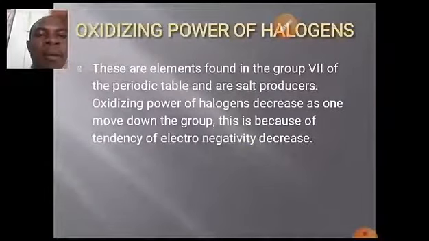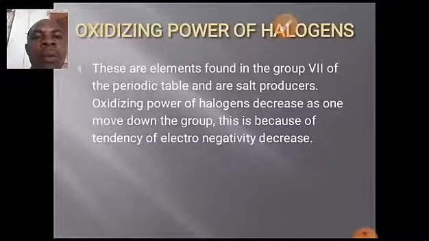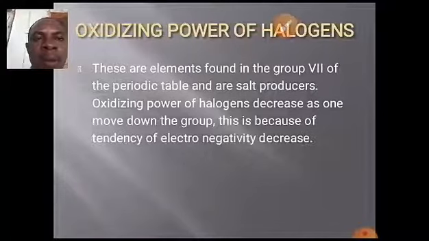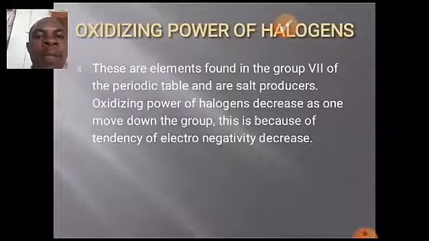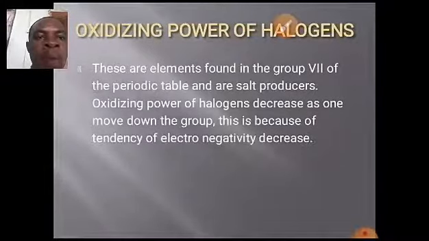Oxidizing power of halogens. Halogens are elements found in group 7 of the periodic table, and are sometimes known as salt producers because they react to form salts. The oxidizing power of halogens decreases as one moves down the group. This is because the electronegativity decreases down the group.